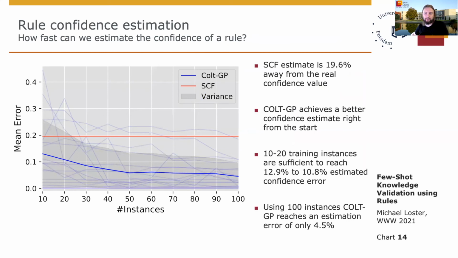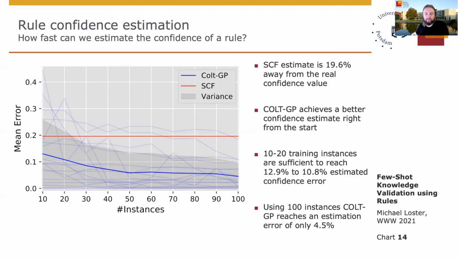In our last experiment, we compare the rule confidence estimation of COLD-GP with the data-driven standard confidence measure, SCF, as it is reported by AMIE. The solid red line shown in the chart represents the average SCF estimate, which is 19.6% away from the correct confidence value. To calculate the estimation error of COLD-GP, we use an increasing number of instances to train a model for each rule that generates at least 100 instances. We report the average error of these models, which is represented by the blue line.